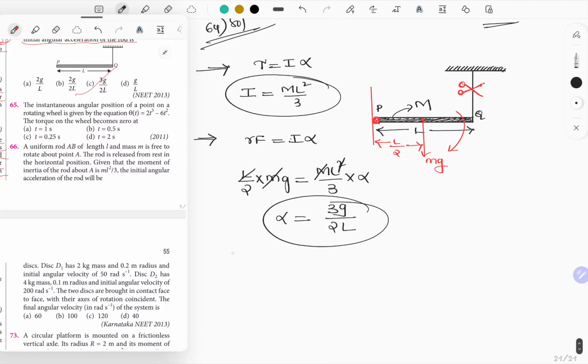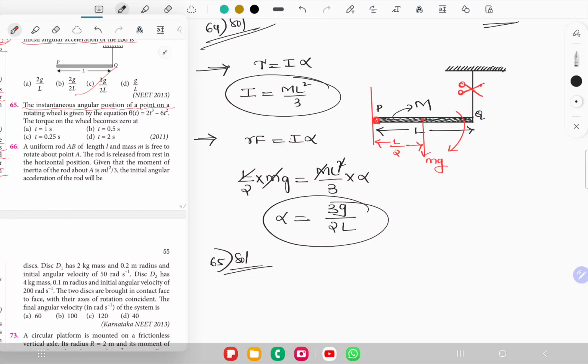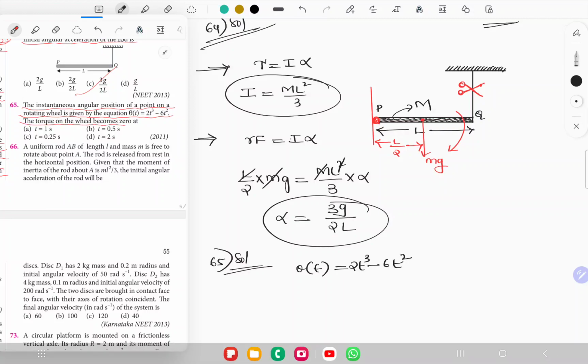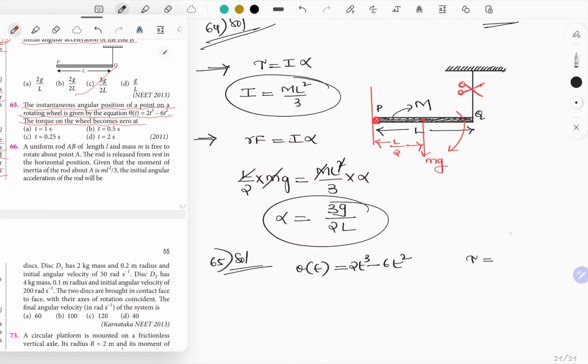Next, question number 65. In question number 65, what is given is very simple. The instantaneous angular position of a point on a rotating wheel is given by theta of t is equal to 2t cube minus 6t square. Okay, the torque on the wheel becomes 0 at? Super. So torque on the wheel becomes 0, in the sense of the torque formula, if torque becomes 0, then what about angular acceleration? Angular acceleration will become 0, right?